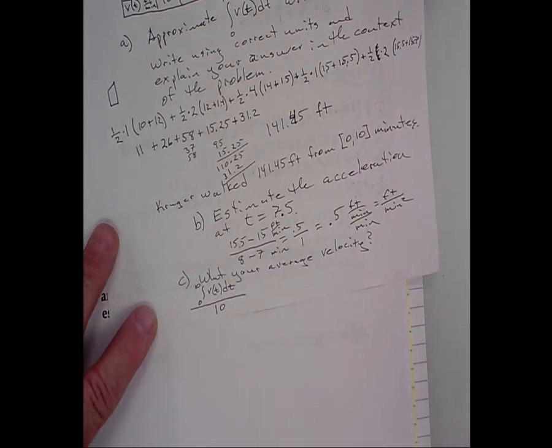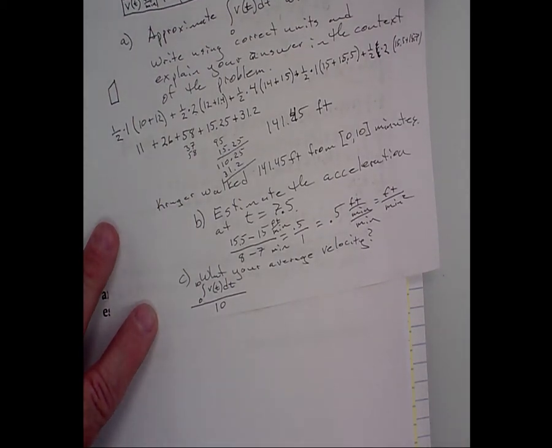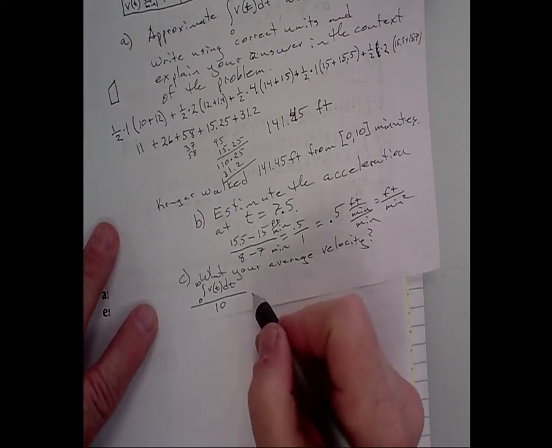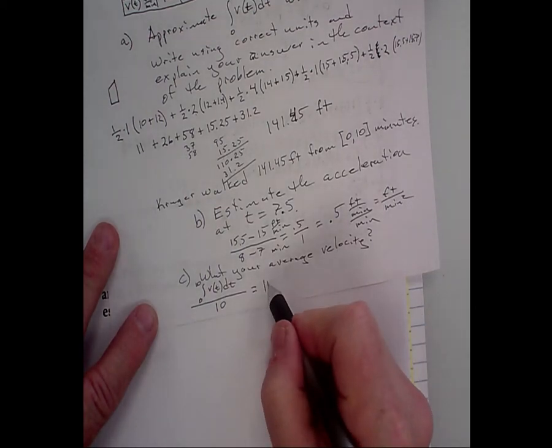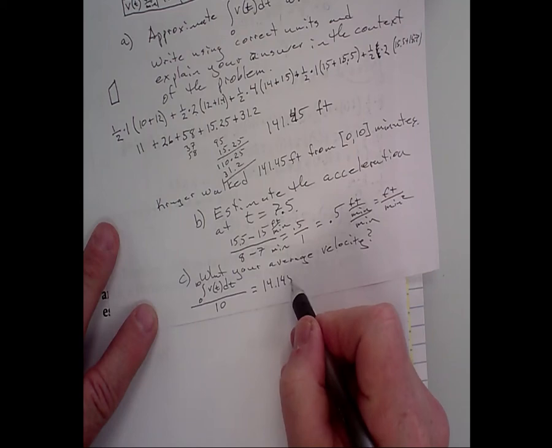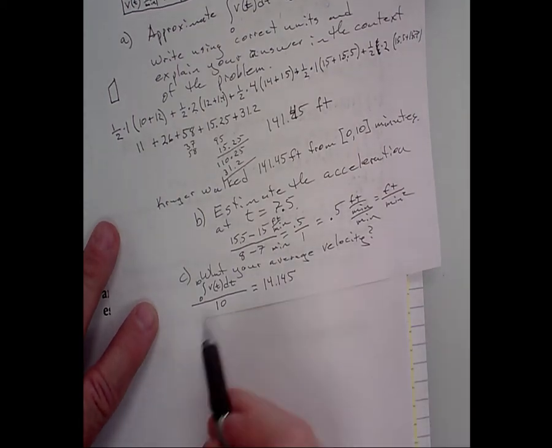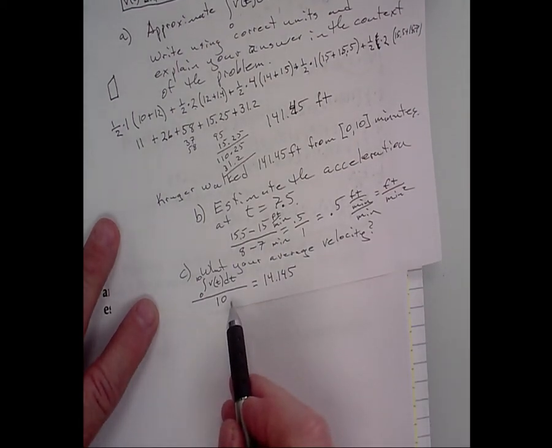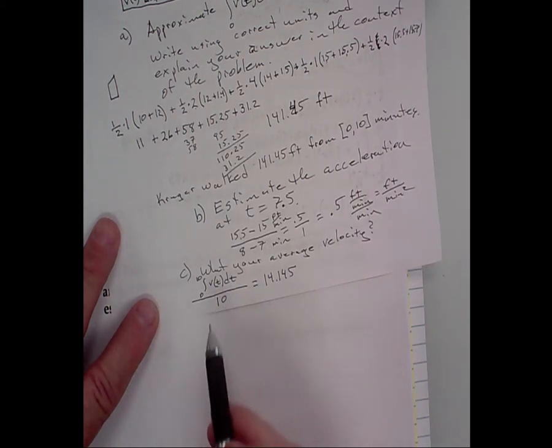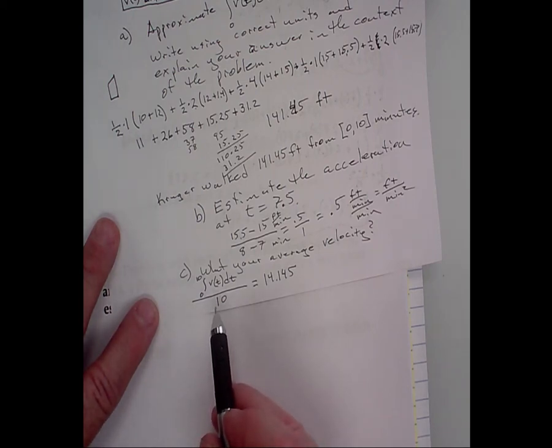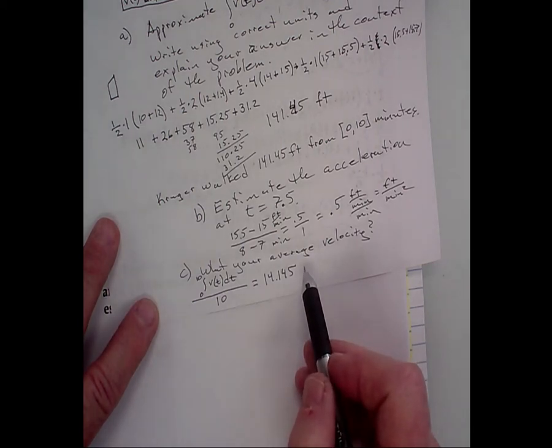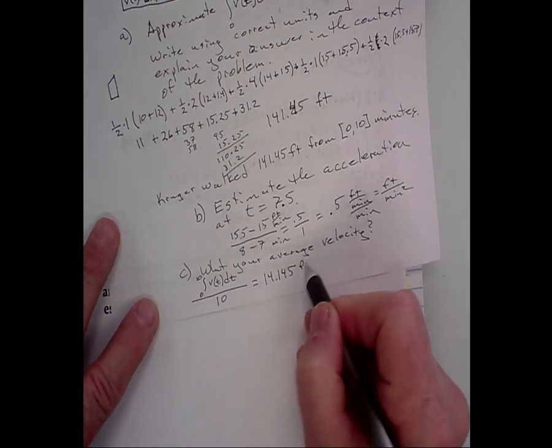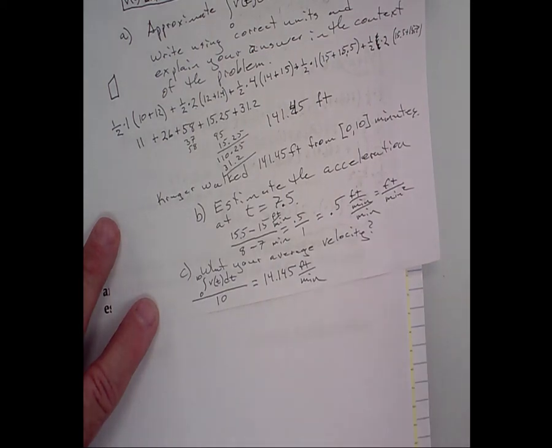Why am I happy about dividing by 10? You just move the decimal. I just got to move the decimal because I don't get to use a calculator. So, what is it? It's going to be 14.145, and here's my work that I had to show, which really was no work at all, but it's telling the AP people that I know what average velocity is and how to compute it. What's my unit? Feet per minute, and I'm done.